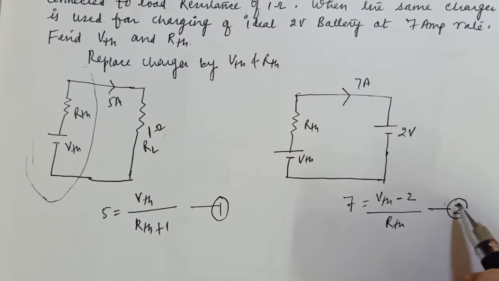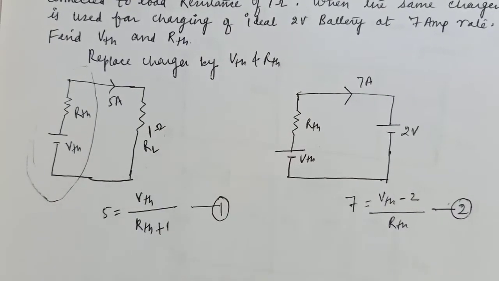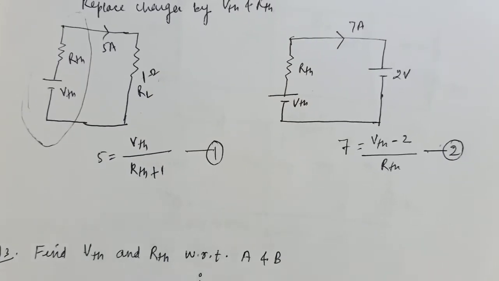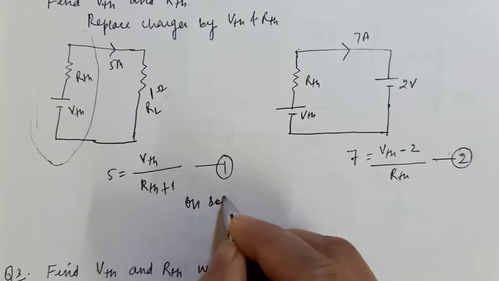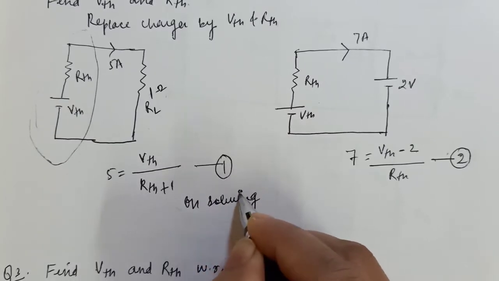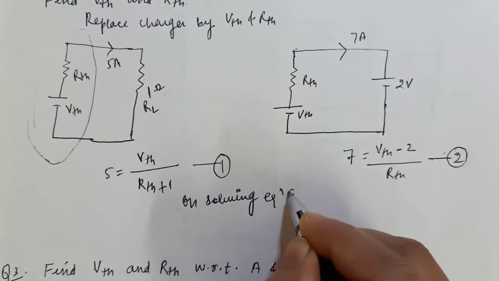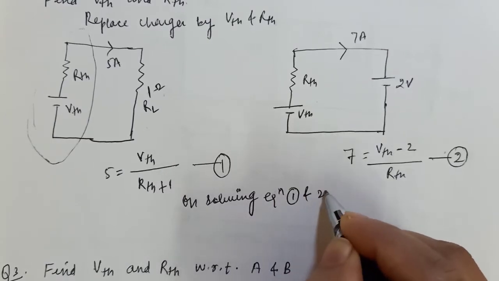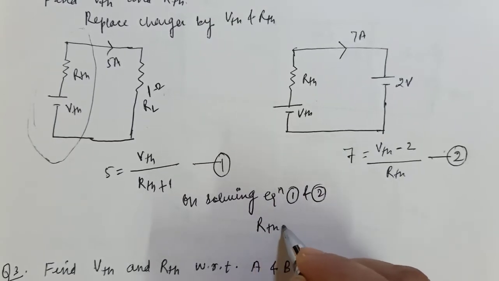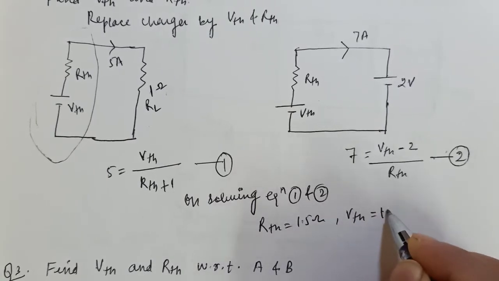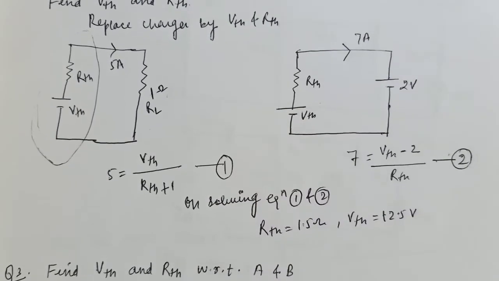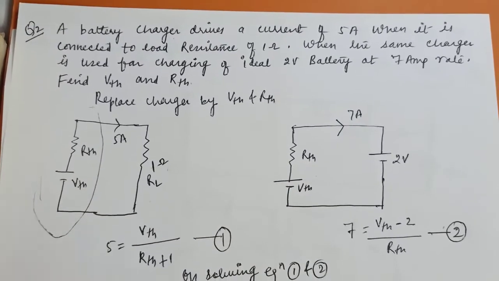This is the second equation. Two equations, two unknowns. On solving equations 1 and 2, you will get R Thevenin as 1.5 ohm and V Thevenin as 12.5 volt. Clear this type of question?